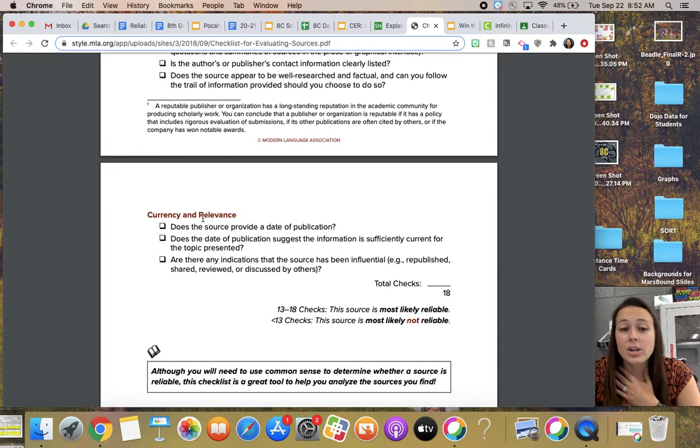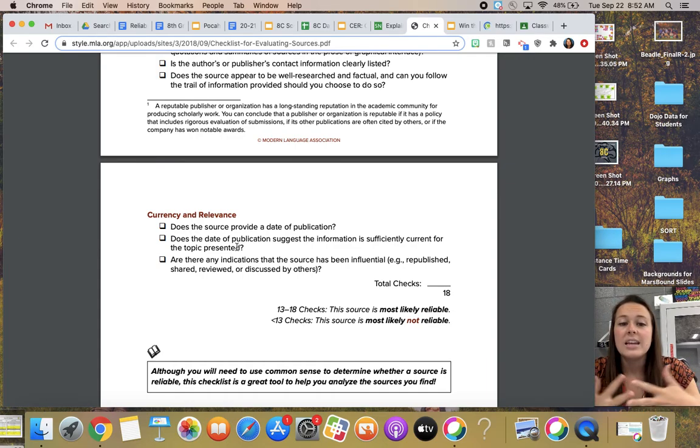And finally, currency and relevance. Does it tell you when it was published? Does it suggest that it's sufficiently current? So is it modern enough to be accurate? Again, going back to that example, we're not going to look for things in January on COVID when we have a lot more new information that's more modern.